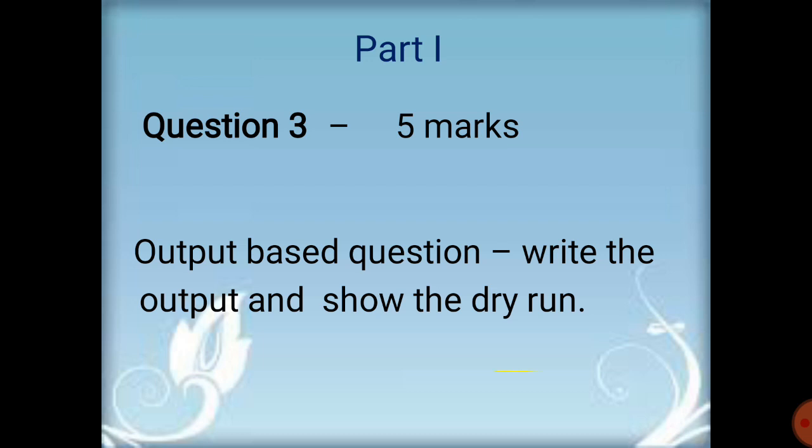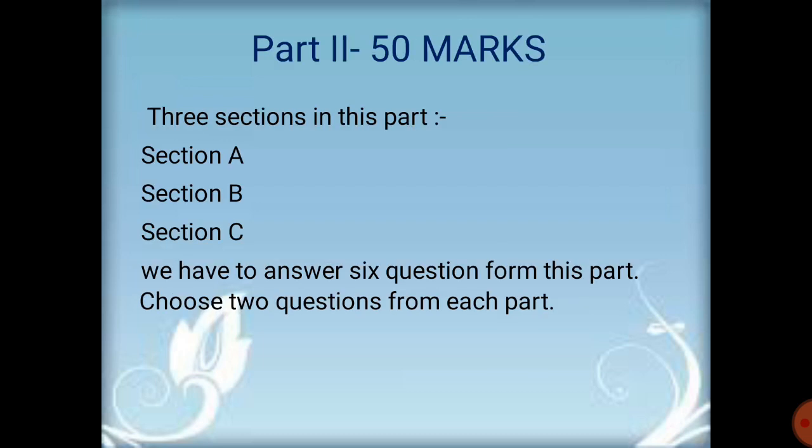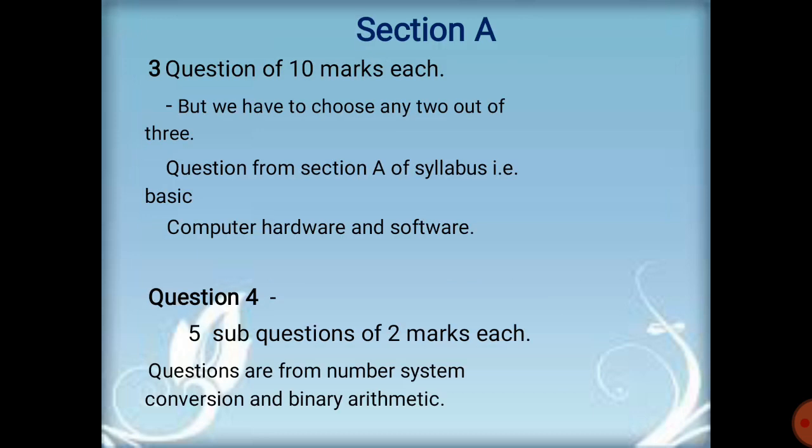Now come to the second part. The second part is of 50 marks. There are three sections in this part: Section A, section B and section C. We have to answer 6 questions from this part, 2 questions from each section. Now section A. Section A contains 3 questions of 10 marks each. But we have to choose any 2 out of 3.